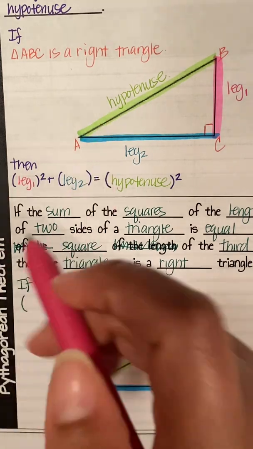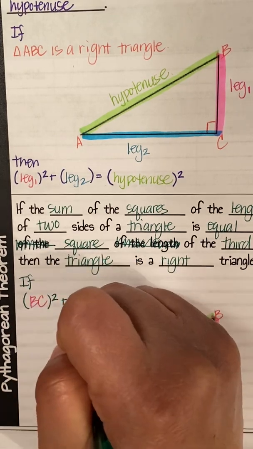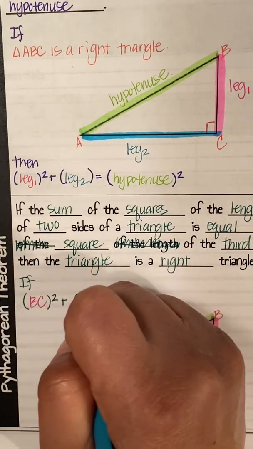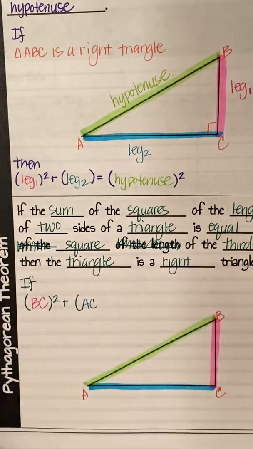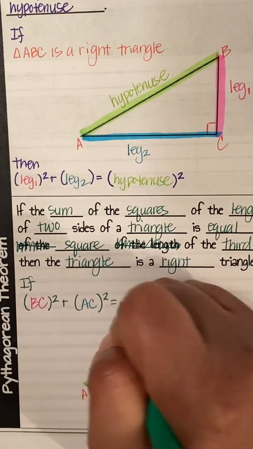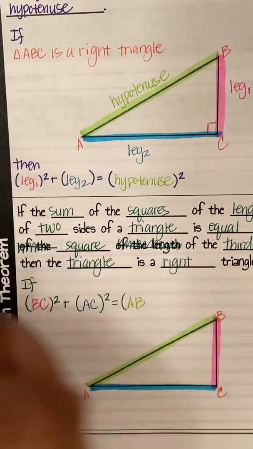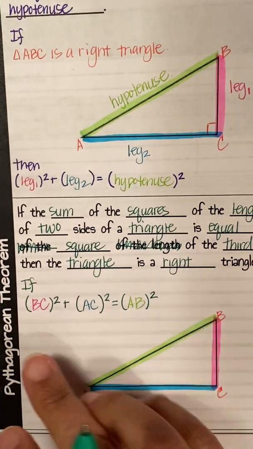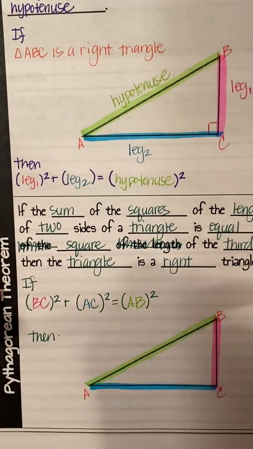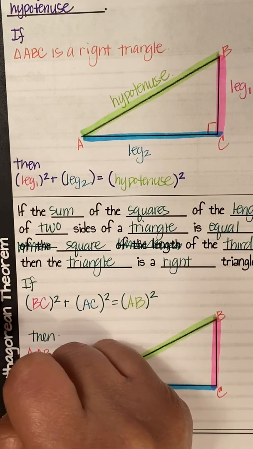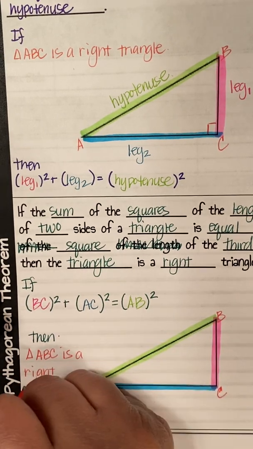So basically, if I take my two sides, I'm going to use my legs. So if BC squared plus AC, use the right color, sorry. Plus AC squared is equal to my hypotenuse, which is AB, and I'm squaring it. So if this is true, then I can say that triangle ABC is a right triangle. Okay?